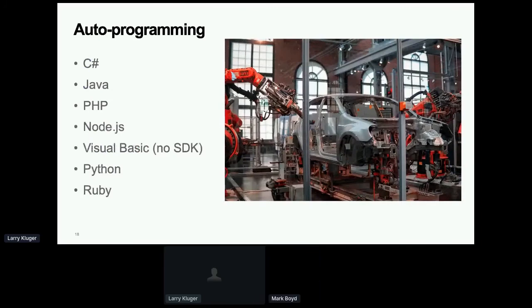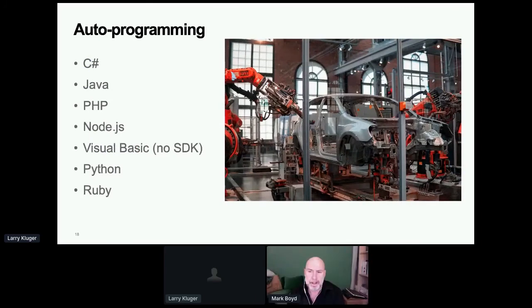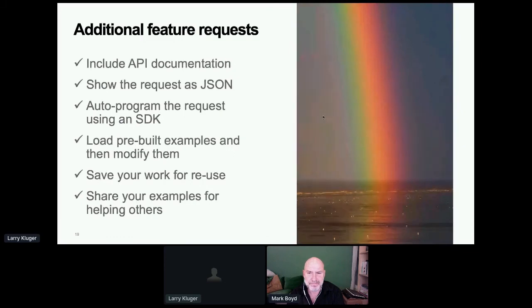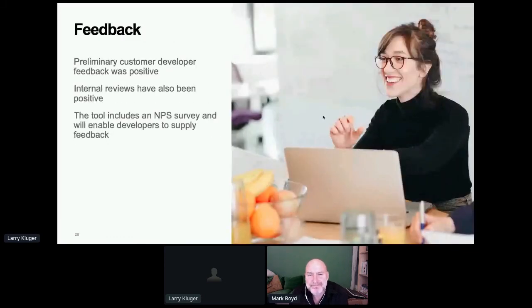So right now we've got the auto programming working for C-sharp, Java, PHP, and Node, and these other languages too. We've been able to accomplish all of our goals. Feedback has been very positive. I showed it to some developer customers back when we had in-person conferences, and internal reviews have been good too.